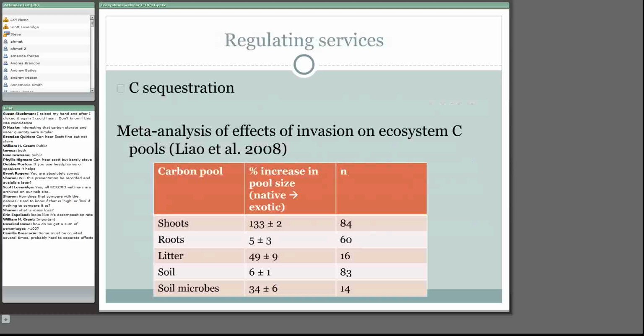Regulating services, carbon sequestration. This is an area that invasive plants are affecting as well. If we look at this chart, we can see the contribution by invasive plants and their invasion on ecosystems and their contribution to carbon pools as these communities change from natives to exotic.